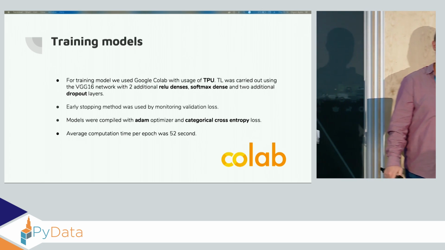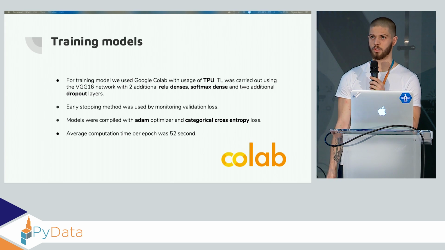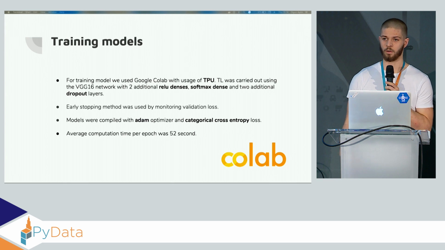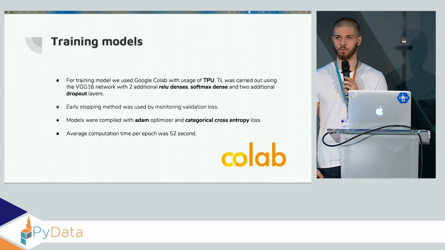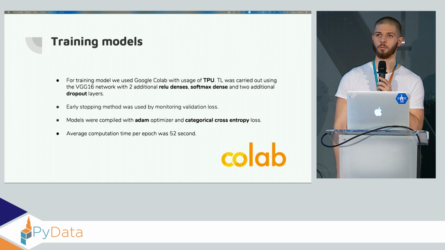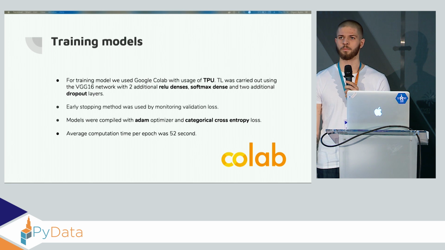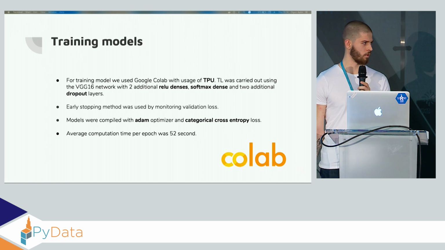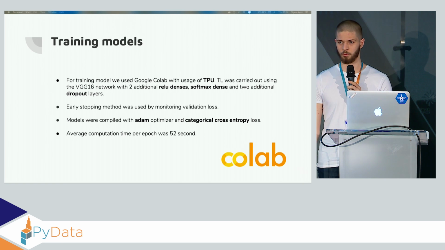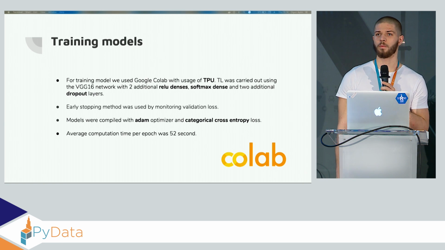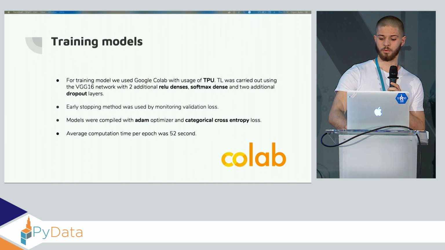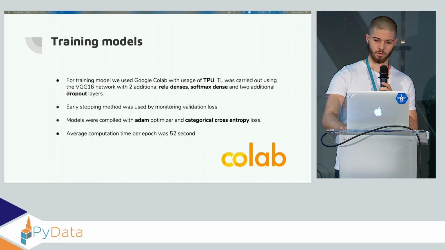Yeah, and for architecture, as we said, we used VGG16 with a couple of additional layers, so 2 ReLU, 1 softmax, and 2 dropouts. We also used early stopping in the learning phase with rollback to the best performing one. Yeah, and we compiled it with the Adam optimizer and categorical cross-entropy loss.